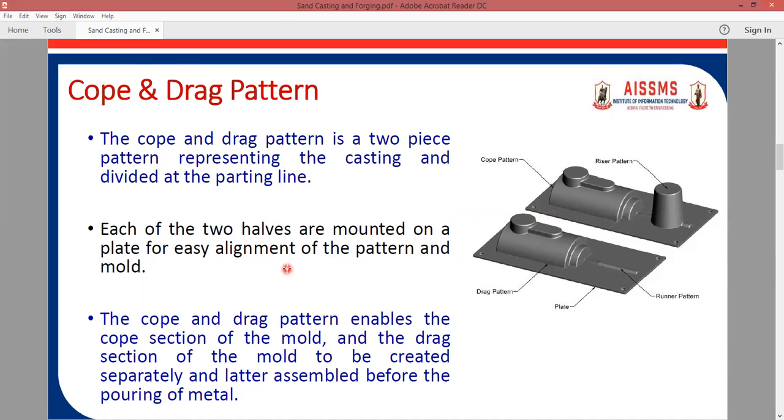The cope and drag pattern enables the cope section of the mold and drag section of the mold to be created separately and later assembled. It means we have to place this part in one box and this part in another box, and we are going to attach both boxes, and that attached whole assembly is called the mold box. So the mold box consists of a drag box containing the drag pattern and a cope box containing the cope pattern.